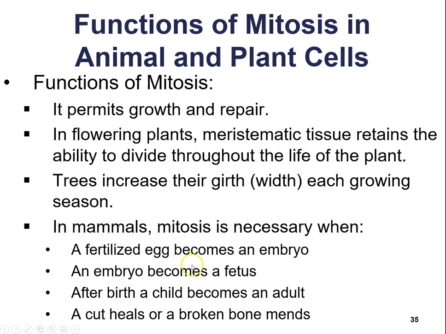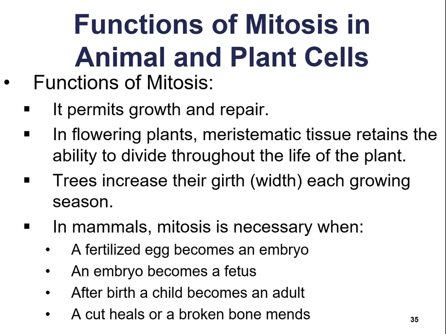If we think about development, it says that in mammals, mitosis is necessary when a fertilized egg becomes an embryo. We even think about a fertilized egg becoming a zygote, then an embryo, the embryo becoming a fetus, and then child becoming an adult. When you talk about development in general, think about going from one single cell to a fetus. A lot of that is due to cell division.